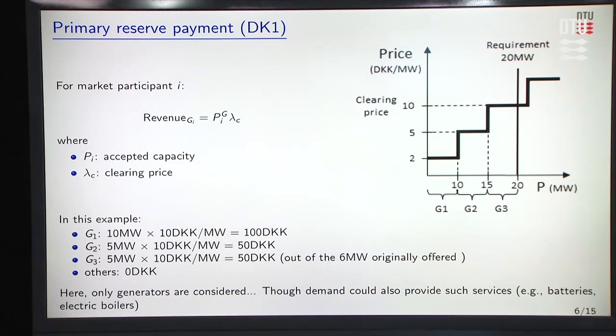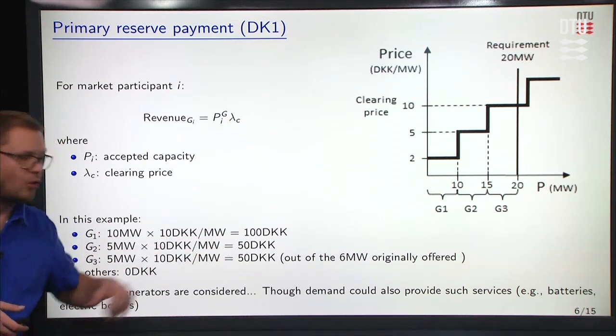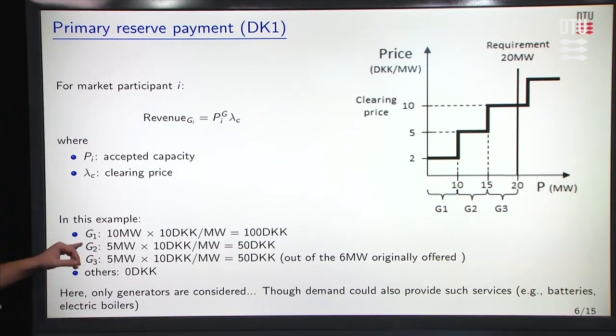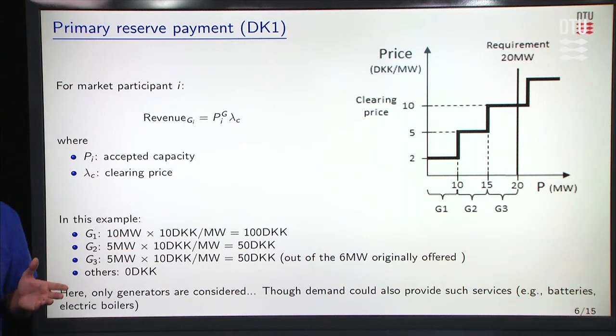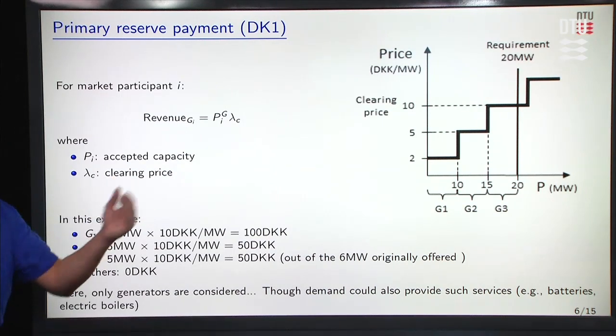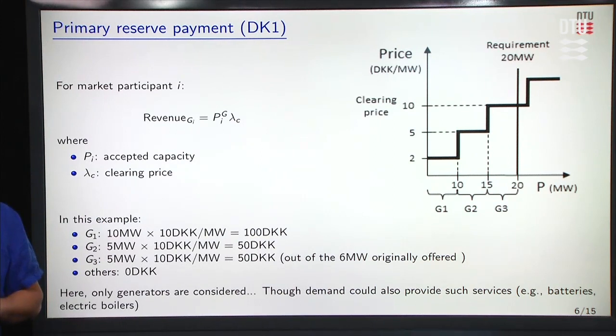So in this example, we have G1 that will be scheduled for 10 megawatts of primary reserve provision for a price of 10 kroner per megawatt. That leads to an overall revenue of 100 kroner. G2 is scheduled for 5 megawatts at a price of 10 kroner per megawatt. That's a revenue of 50 kroner. And finally, G3, that had offered 6 megawatt originally, is scheduled for only 5, so that's a revenue of 5 megawatt times 10 kroner per megawatt equal 50 kroner. Obviously, the others are not scheduled. They are on the right side of the equilibrium point.